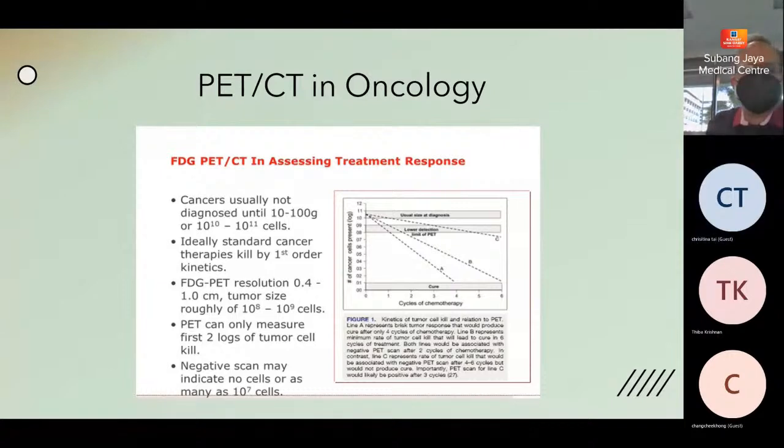This is actually a very useful slide, I think, for those who are treating cancers. Now, basically, cancers are usually not diagnosed until about 10 to 100 grams, and this is about 10 to the power 10 to 10 to the power 11 cells. And ideally, a standard cancer therapy kills by first order kinetics. Now, in FDG PET, the resolution is 0.4 to 1 centimeters, and the tumor size is roughly 10 to the power 8 to 10 to the power 9.